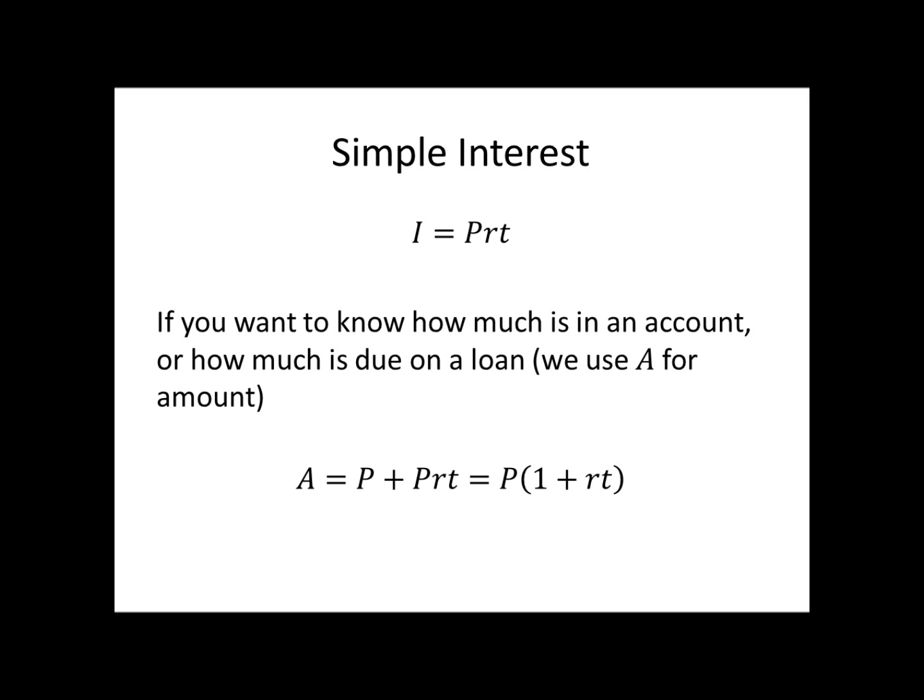Now, if you want to know how much money is in an account or how much money is due on a loan using simple interest, you need to take the principal and then add that PRT. So this is what it looks like: amount A, now that would be the amount in the account or the amount owed, is equal to principal times 1 plus RT. I just factored that principal out. Now I bring this up because we will be using this later in an example problem.